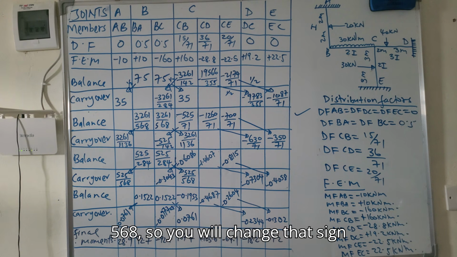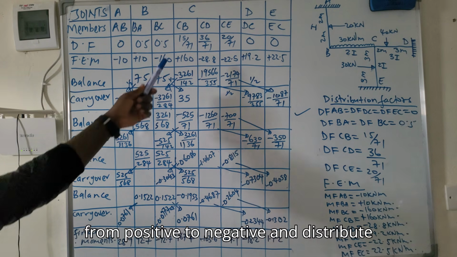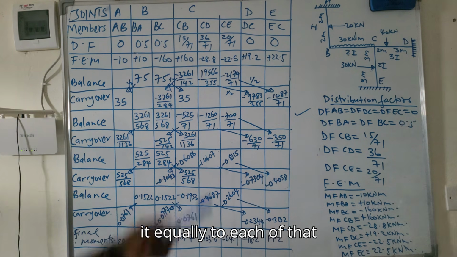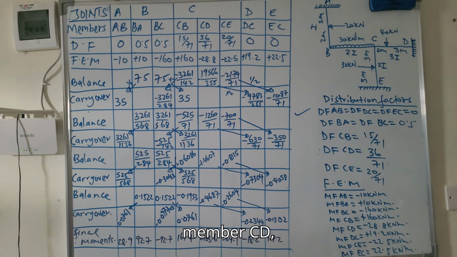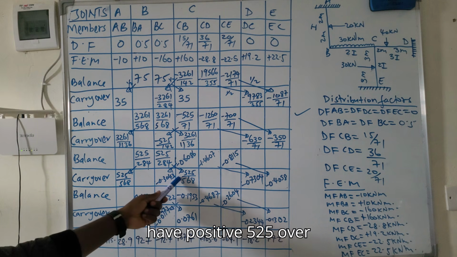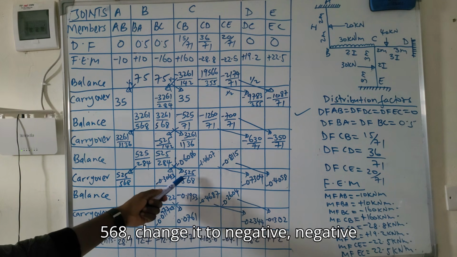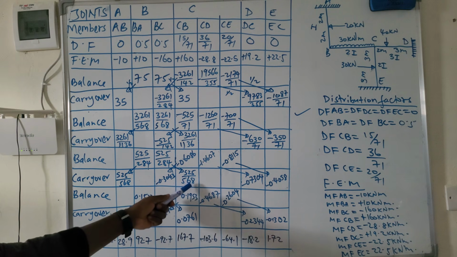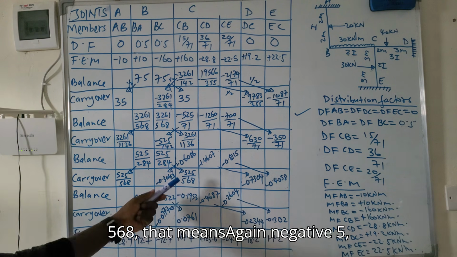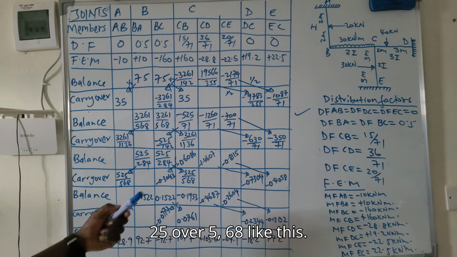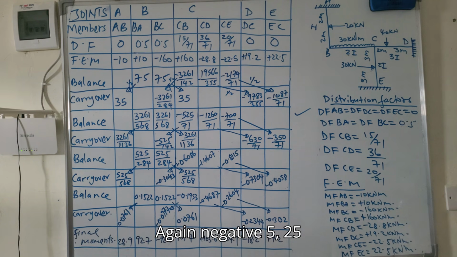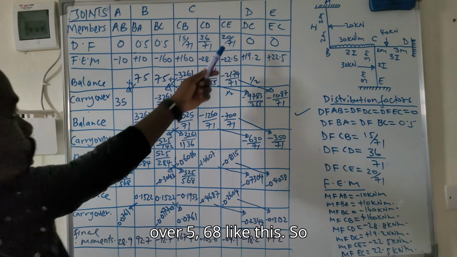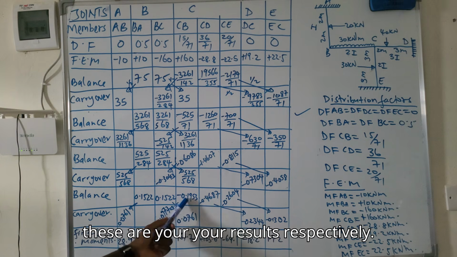So you will change that sign from positive to negative and distribute it equally to each of that member, CB, CD, and CE. So we change positive 525 over 568 to negative 525 over 568 like this, again negative 525 over 568, and again negative 525 over 568. So these are your results respectively.